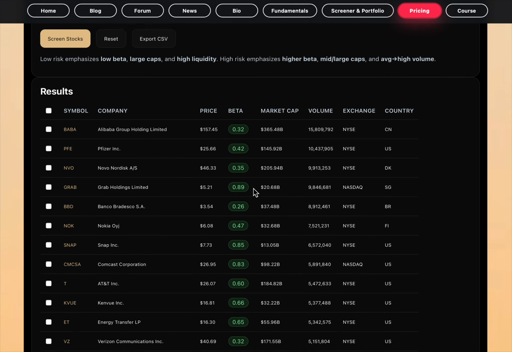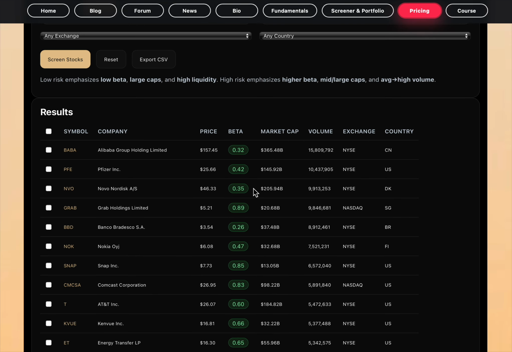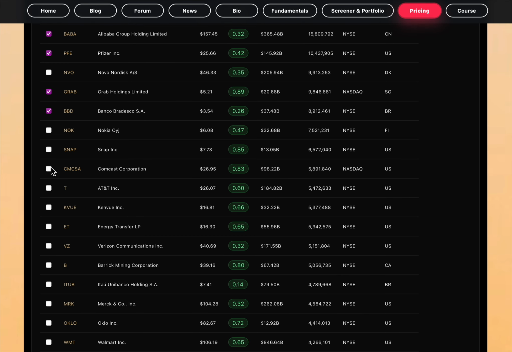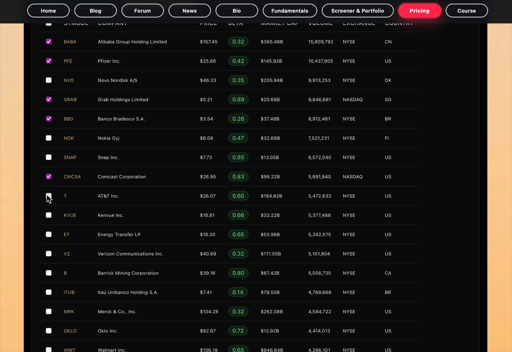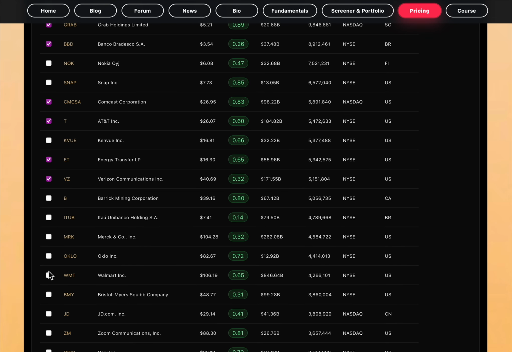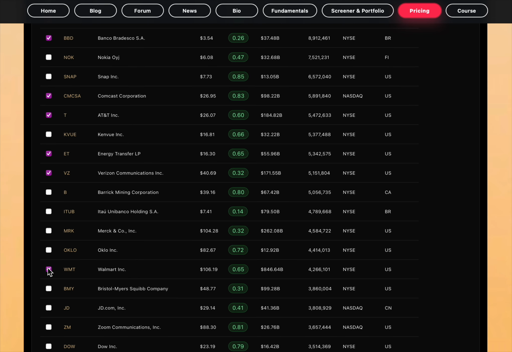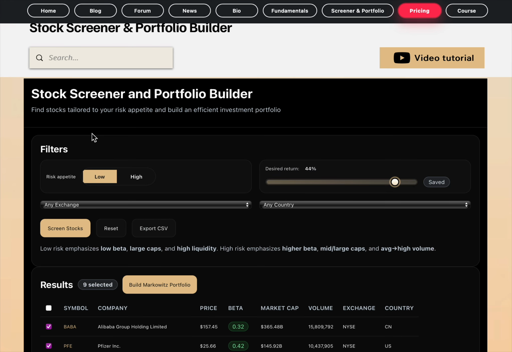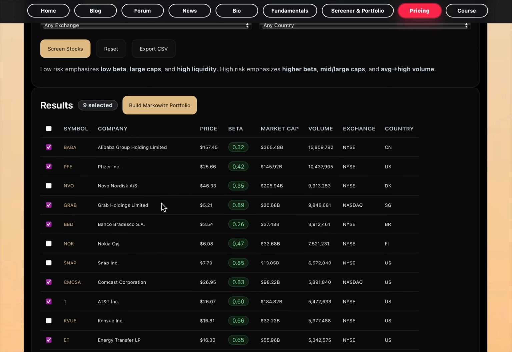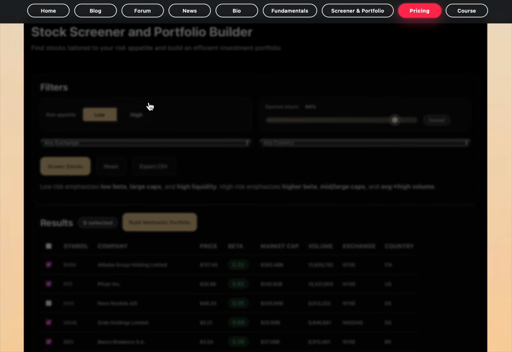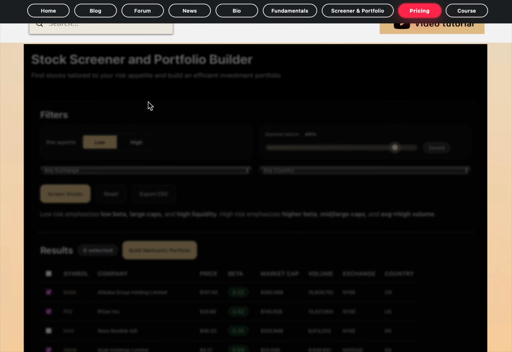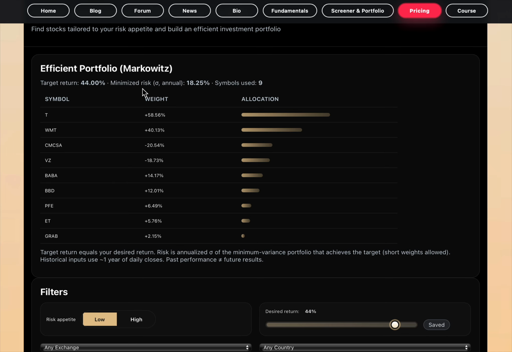There are different stocks that you can choose from, and let's say you want to buy some shares. Let's choose 1, 2, 3, 4, 5. Let's take AT&T, 6, 7, Verizon, and let's take one more. Let's say Walmart. We're gonna buy Walmart in our portfolio. And once you select more than 5 shares, you have this button, build the Markowitz portfolio. You hit that button. You just need to wait. It is building your efficient portfolio, and here you go.